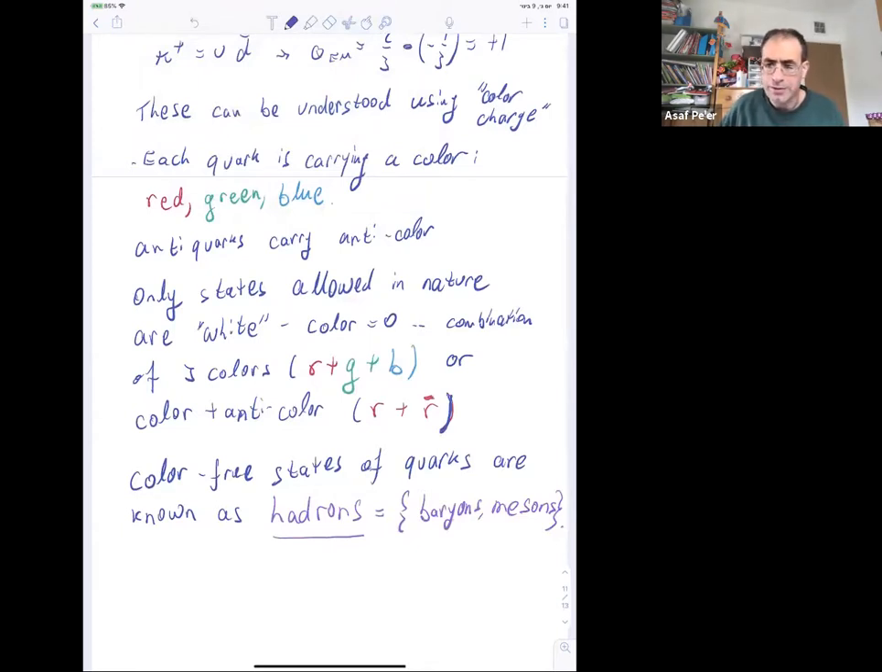Now, of course, these are just heuristic descriptions. We cannot measure any color charge. And obviously, these have nothing to do with the colors that we're used to from our everyday life. But this is a formalism that helps understanding the mechanism behind hadron formation. All right, questions? No questions?